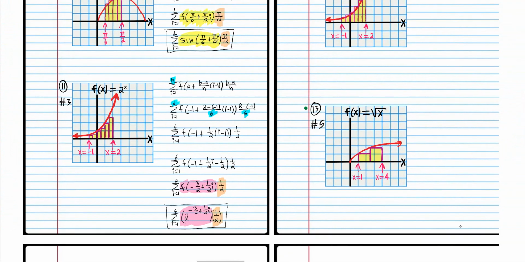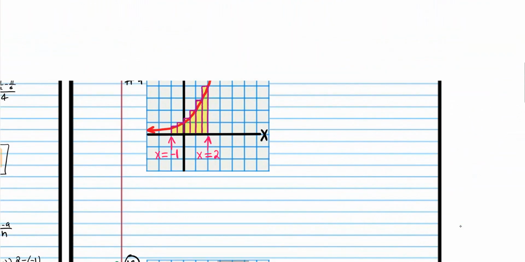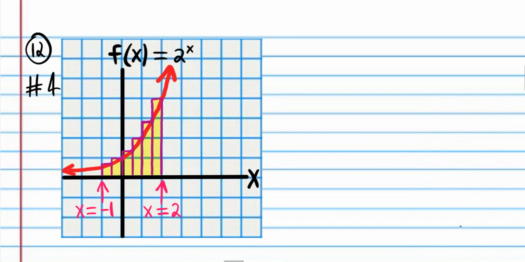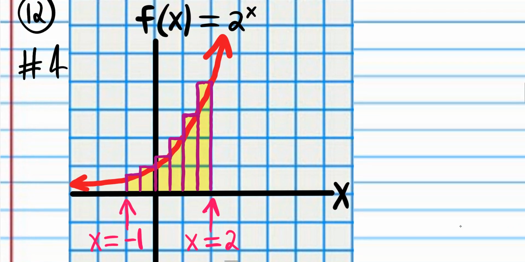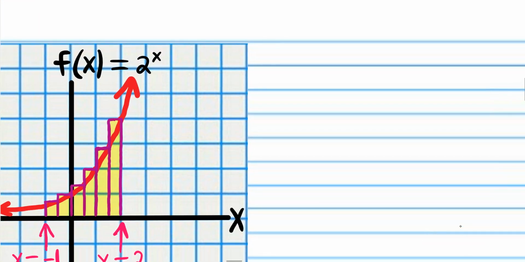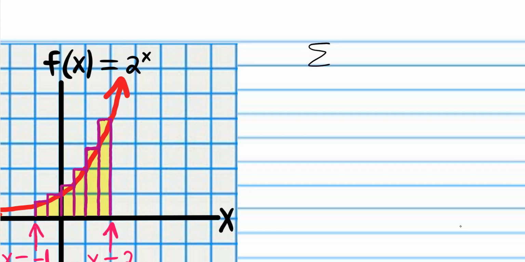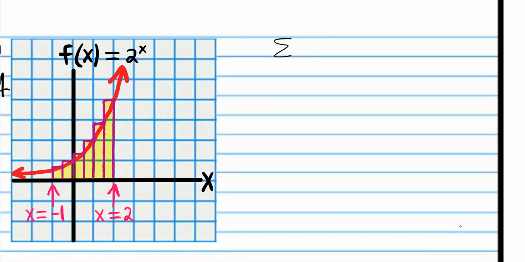So now we're going to do the same problem, except now we're using right endpoints. Notice that the right upper corner of each rectangle is touching the graph. So I'm going to write the formula. It's the same formula we just wrote, no difference whatsoever, except instead of i minus 1, we just have i.